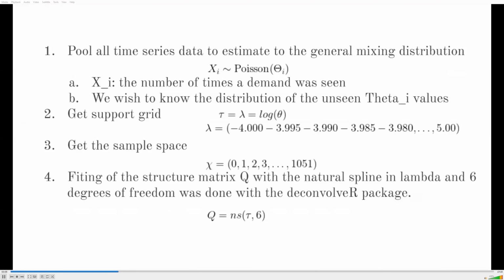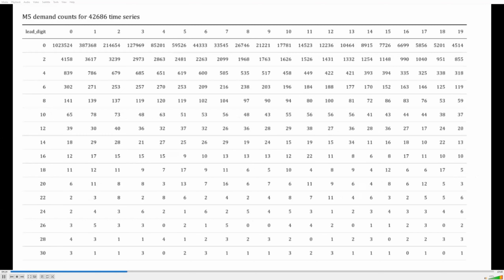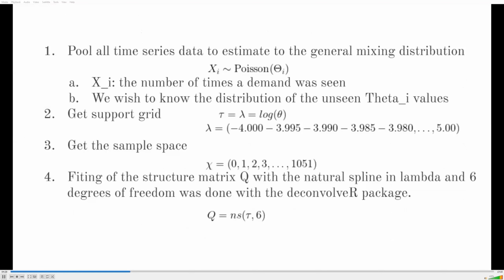So xi is the number of times demand was seen, and what we want to know is the distribution of the unseen theta i values. We do this over the support grid lambda from -4 to 5, and we use the sample space from 0 to 1051, which was the max demand. I didn't show all the way up to 1051 in the table. I just couldn't fit all the demand on the slide and still make it legible, but there were cases where the demand got that high.